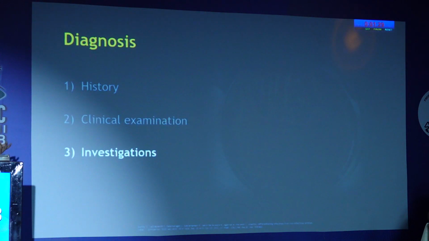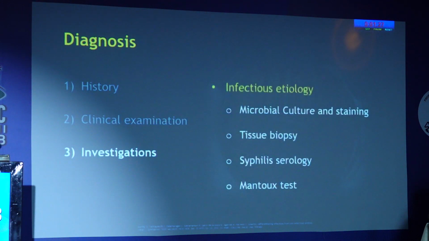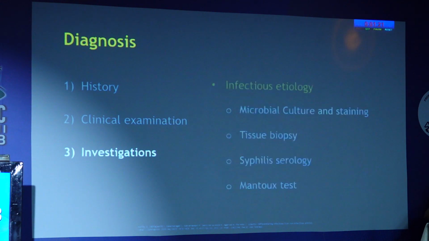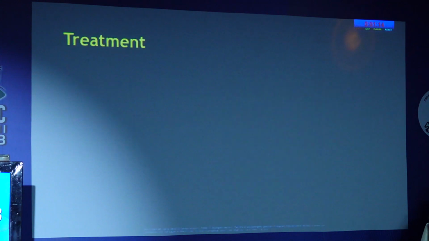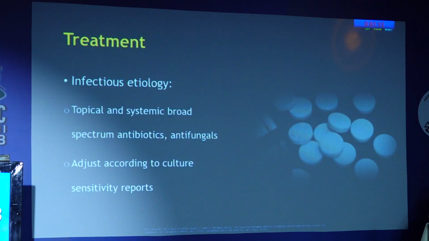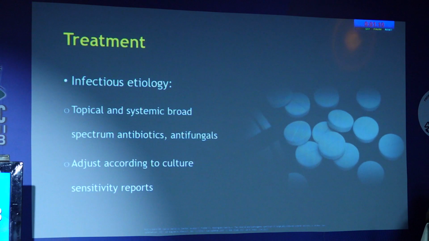Then we investigate the patient. In case of infectious etiology, swab for your smear and scrapings for your culture, and tissue biopsy can be done to find out your offending agent. In case of non-infectious etiology, your blood investigations and imaging are done to rule out the underlying autoimmune rheumatological disorders. So in the presence of infection, the patient is started on broad-spectrum antibiotics and antifungals, which can be adjusted according to your culture sensitivity reports.